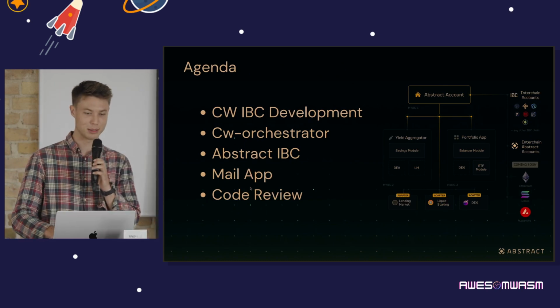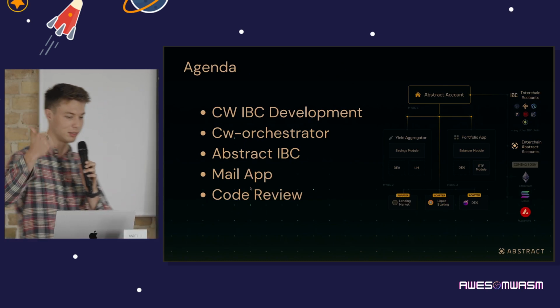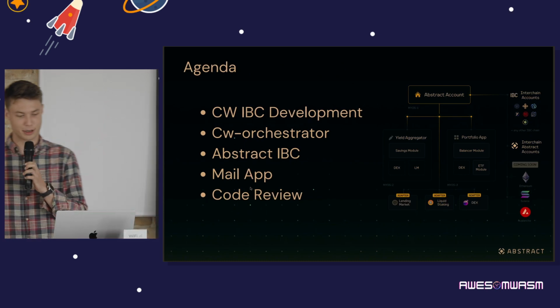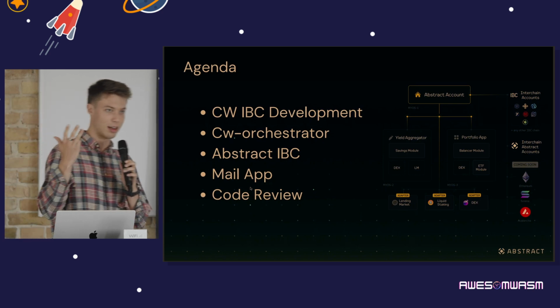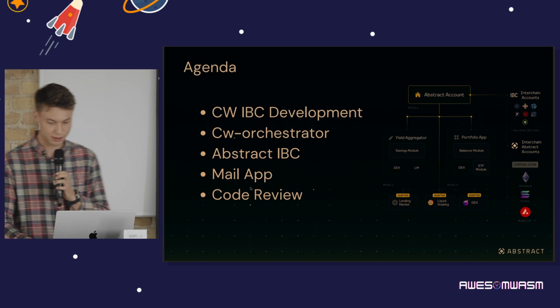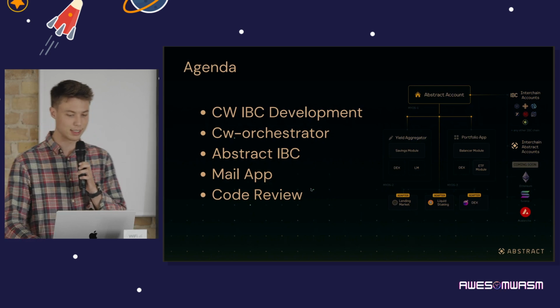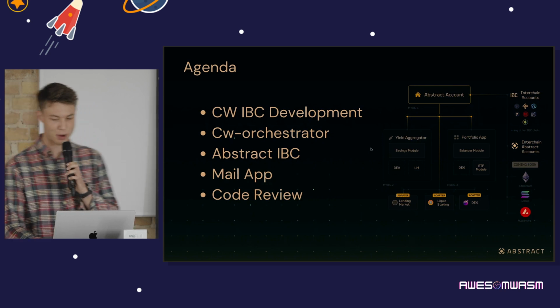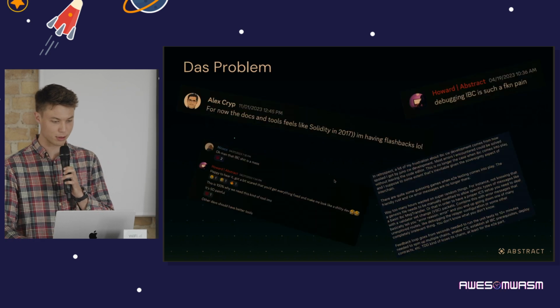So what are we going to talk about today? We're going to talk about AwesomWasm IBC development, CW Orchestrator, Abstract IBC, the mail app that we built, and then I'm going to show you some of the code in my editor. And on the right side, you see a little bit of a graph of our protocol.